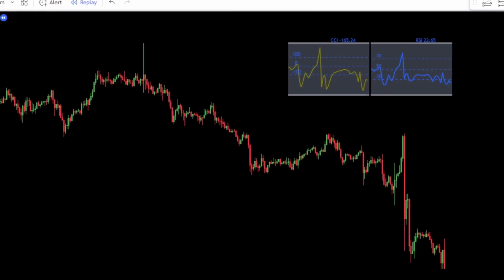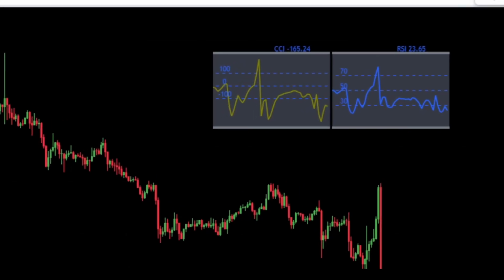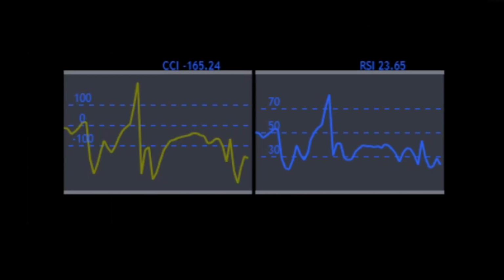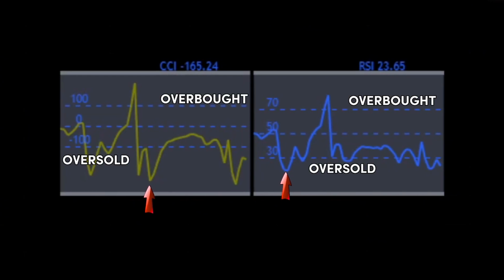We will utilize the oversold and overbought areas of the RSI and CCI indicators to determine whether the price is too low or too high. If the signal lines of the RSI and CCI indicators are in the oversold area, it indicates that the price is too low. In this scenario, you should focus on finding the best point to place a buy order. On the other hand, if the signal lines of the RSI and CCI indicators are in the overbought area, it indicates that the price is too high. In this case, you should focus on finding the best point to place a sell order.